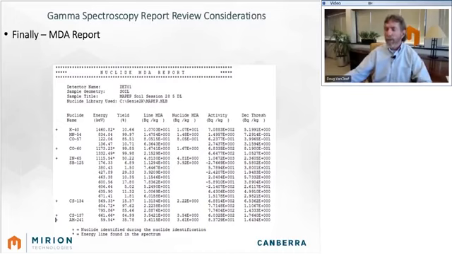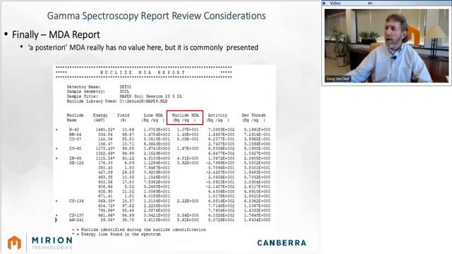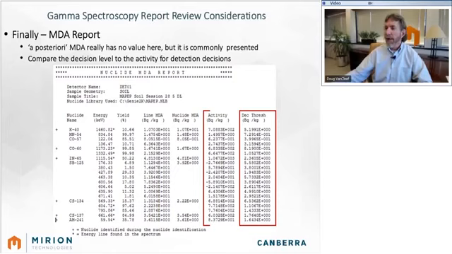On this particular report, in the right-hand column, you see a column for decision threshold, and next to it you see the activity. If you wanted to use some kind of an indicator on this report to decide whether that radionuclide was present or absent, it would be by comparing the activity to the decision level or decision threshold as shown in this report.